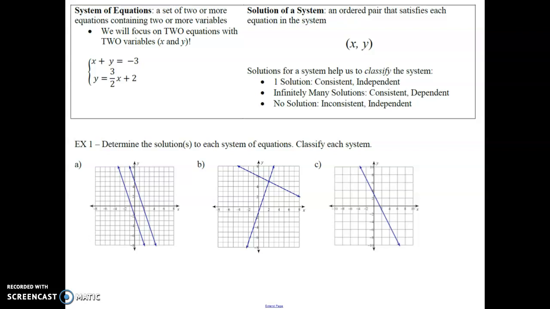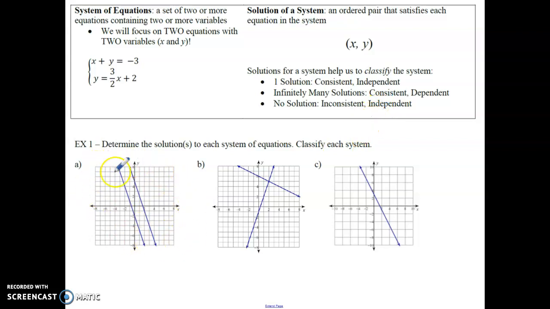We are actually going to talk about systems of equations, which is a set of two or more equations containing two or more variables, and we're going to focus on just two equations with x and y. The solution is an ordered pair that works in each equation, typically represented by the point where they intersect on the graph. But we will talk about how to solve them without graphing. And then there are ways to classify these. I'm not so worried about those for you, but I'm going to explain it a little bit as we go.